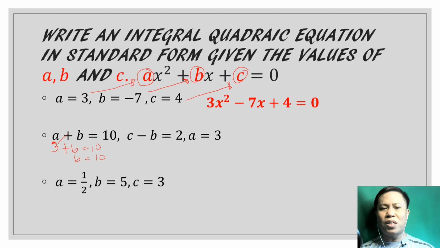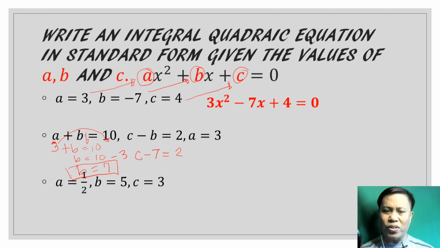Then we solve for B. We simply transpose this positive 3 to the right side. It will become negative 3. And B now is equal to positive 7. So our B is positive 7. To find the value of C, we'll use this equation. Since we already have the value for B, 7, replace B by 7: C minus 7 equals 2. To solve for C, we simply transpose negative 7 to the right side. So you have 2 plus 7. So our C now is 9.